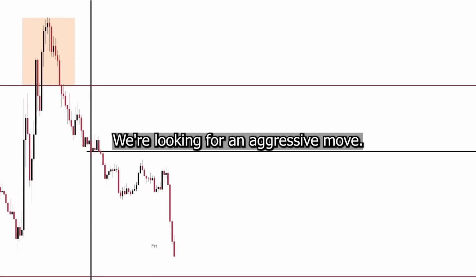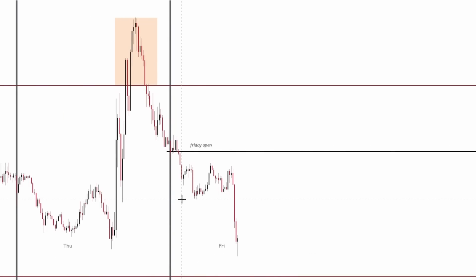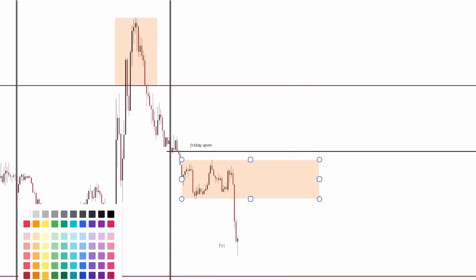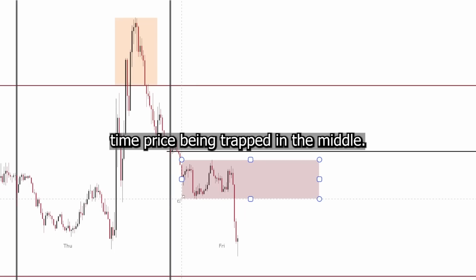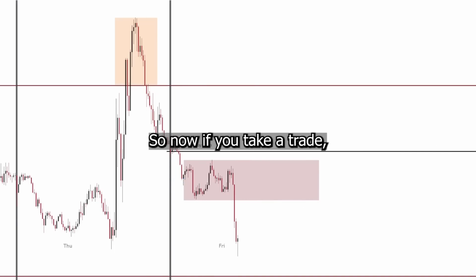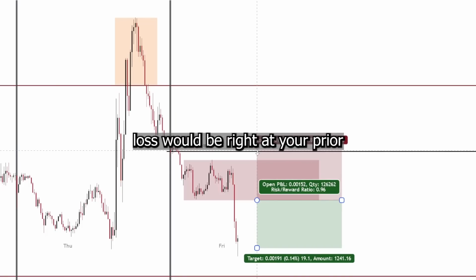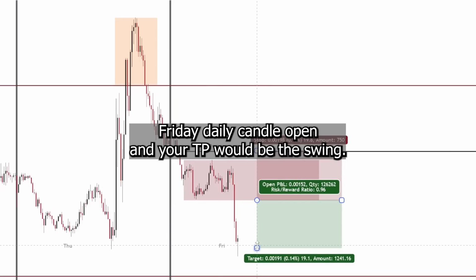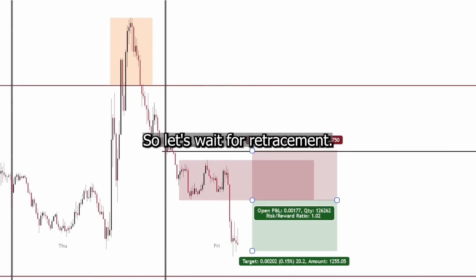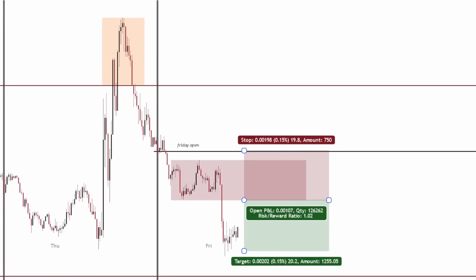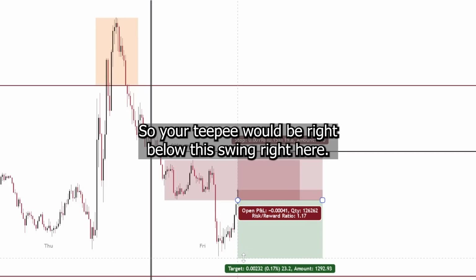We're looking for an aggressive move. We have our aggressive move. So this is our base. Our base is our swing low and swing high, and price being trapped in the middle. So now if you take a trade, you can take a trade once price revisits this area, and your stop loss would be right at your Friday daily candle open, and your TP would be the swing. So let's wait for retracement. Okay, so your TP would be right below this swing right here.